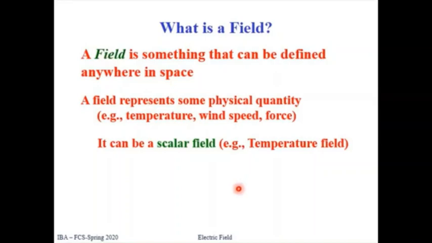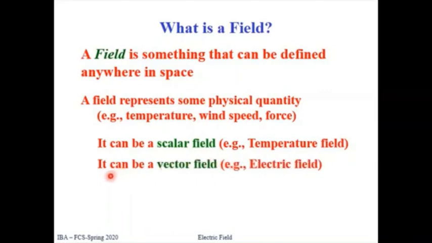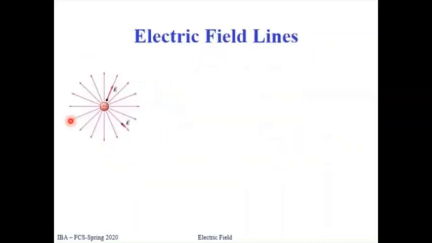We can divide fields into two types. It can be a scalar field, for example, a temperature field or a pressure field, or it can be a vector field, for example, an electric field or a magnetic field. Whenever we have a positive charge, the line of forces is evolving from the positive charge in the outward direction. And so the direction of the electric field can be found through these lines of force.